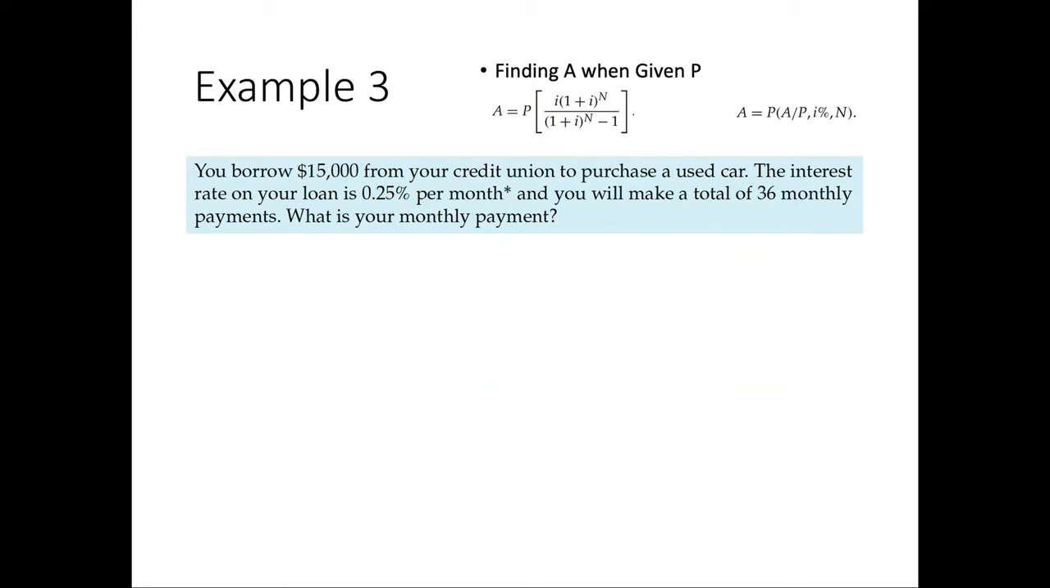Okay, so this is actually to find out A when given P, because the money you borrow now is kind of present value, and then you want to know how much you pay it back every month. That's the annuity. So that's this scenario to find A given P. The first thing is you want to draw this diagram, the cash flow diagram. And you can choose to use your perspective, of course.